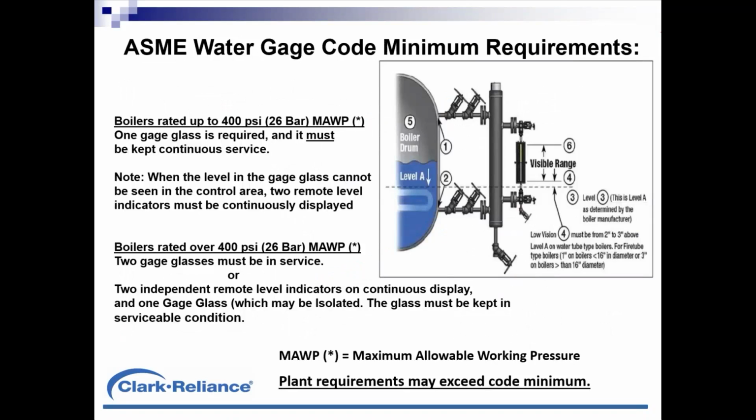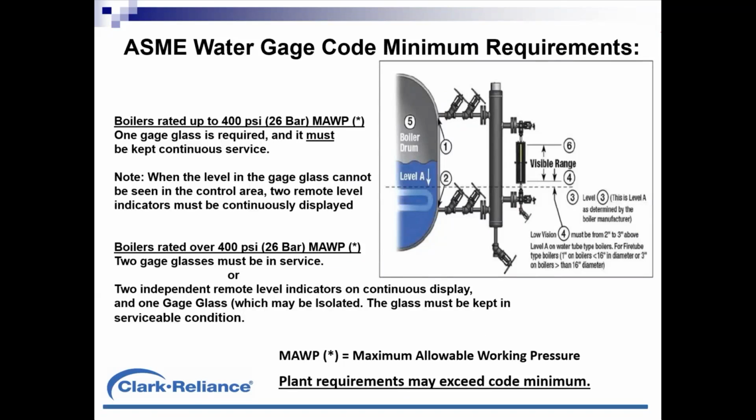When it comes to the glasses and remote level indicators, again, ASME requires a glass on every boiler. However, any boiler operated up to 400-pound service or 26 bar, the glass must be kept in service at all times with no option to valve it off. Doesn't matter how many transmitters you have.